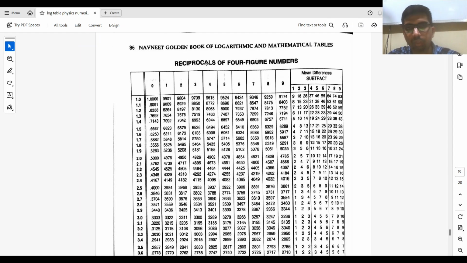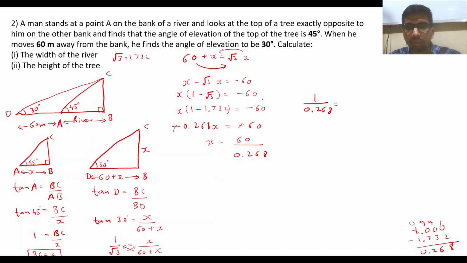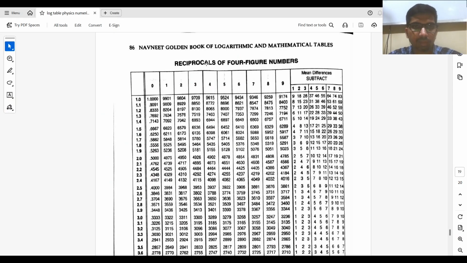Reciprocal. So you have to find the reciprocal of what? 0.268. So it starts from 1. So we want 268. So go on 26 में 8. So 26 का number and just go 8.